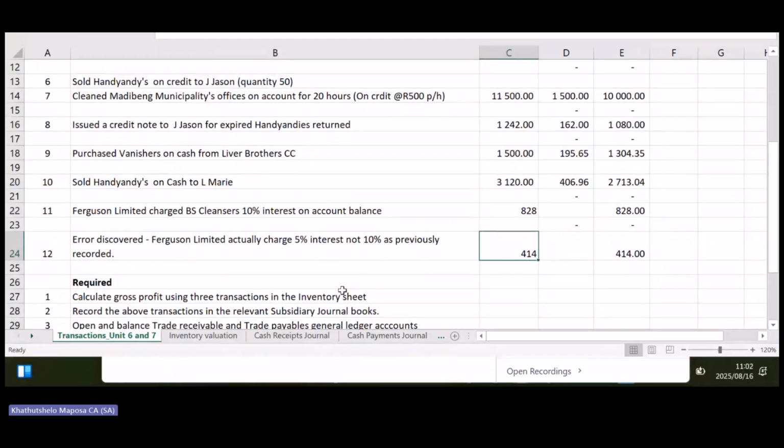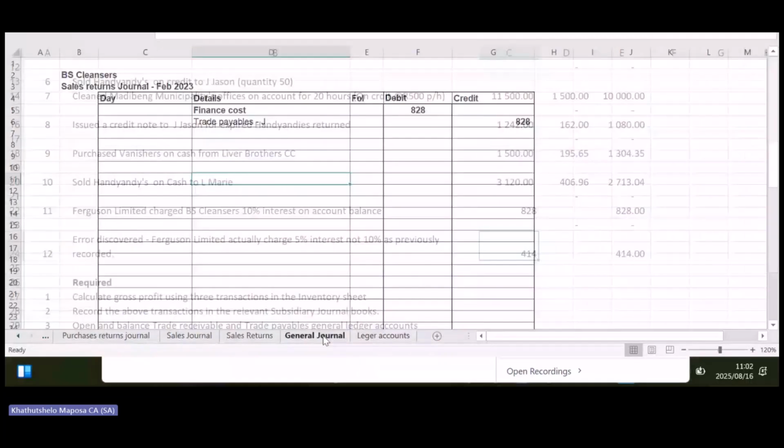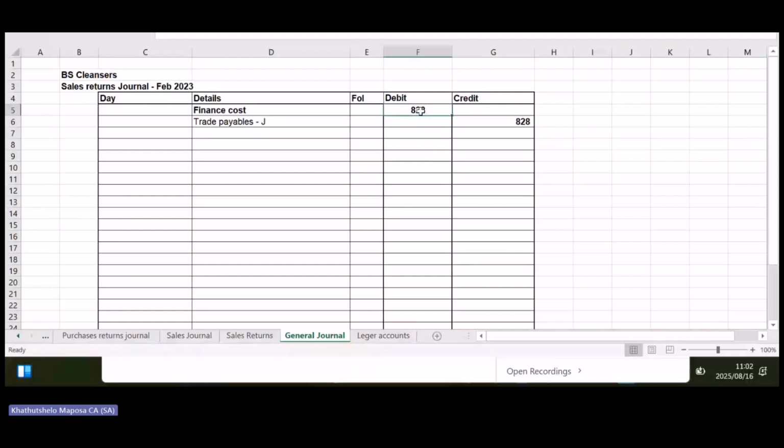We've already agreed that it must go to the general ledger. They're saying this 828 actually is not correct. It was supposed to be 414. How do we record this 414? Puseletso, your hand is still up. Do you want to give it a try?